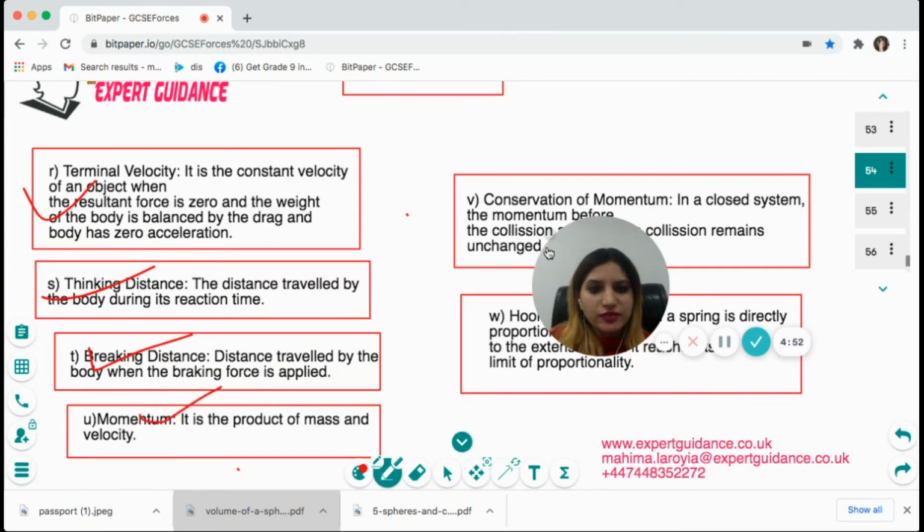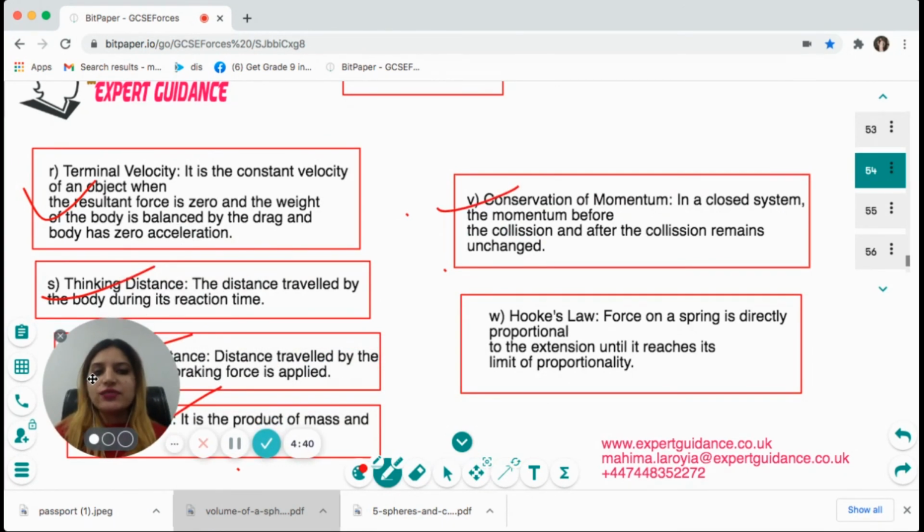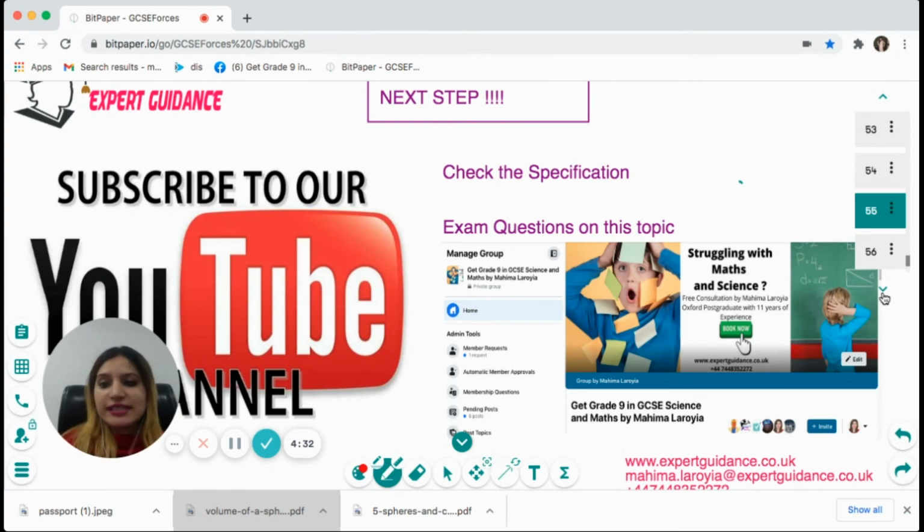Momentum is the product of mass and velocity. We did conservation of momentum, which states that in a closed system, the momentum before the collision and after the collision remains unchanged. And we did Hooke's law, where it says force on a spring is directly proportional to the extension until it reaches the limit of proportionality. So I hope this unit is clear to you.